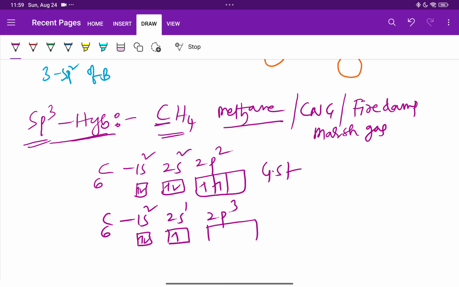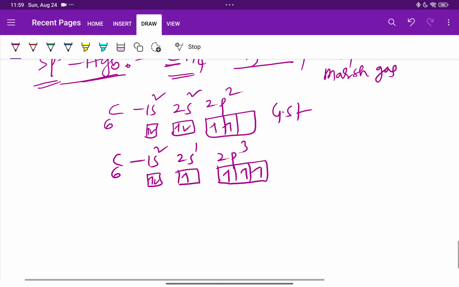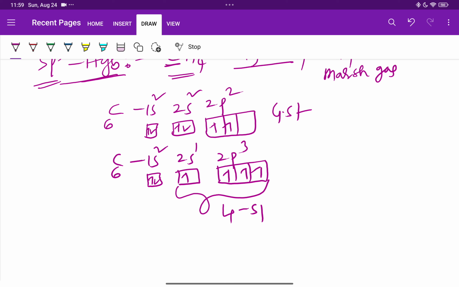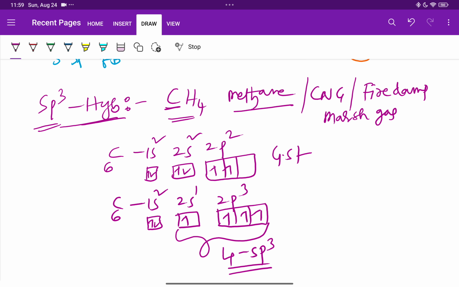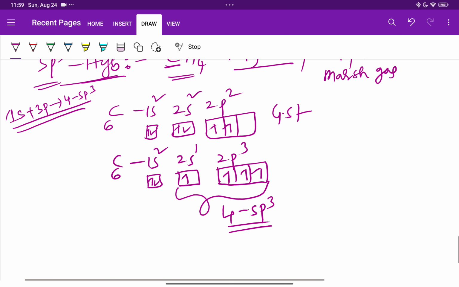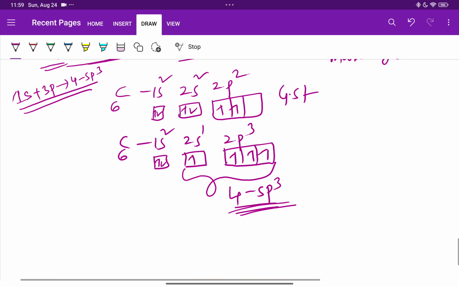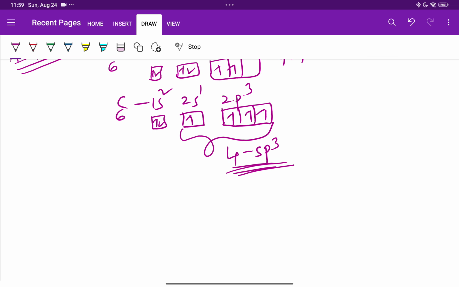So 2s1, 2p3. The intermixing of 1s and 3p, you will get 4 sp3 hybrid orbitals. So sp3 hybridization is nothing but intermixing of 1s plus 3p orbitals, which will give you 4 sp3 hybrid orbitals. But how the orbitals intermix, I am going to show you.